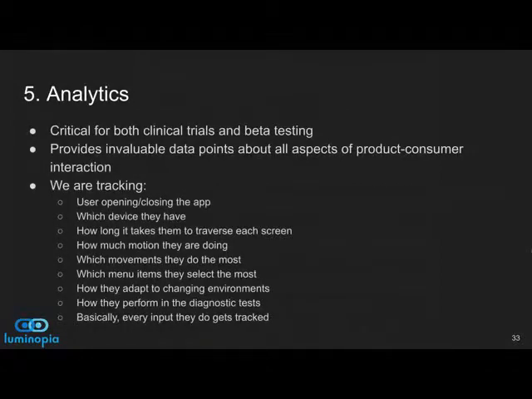So the fifth, and one of the most important things to keep in mind while working on any startup, is analytics. This is critical for both clinical trials and beta testing, because what analytics does is it provides you with data points on how your users are actually using your application, not their perception of how they think they're using it, not your perception of how you think they're using it, not how your development team thinks the application is going to be used, but how it's actually being used.